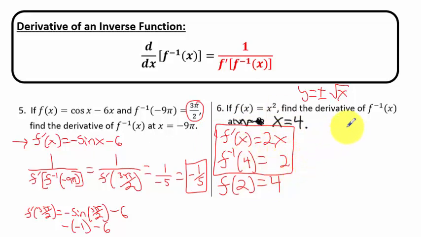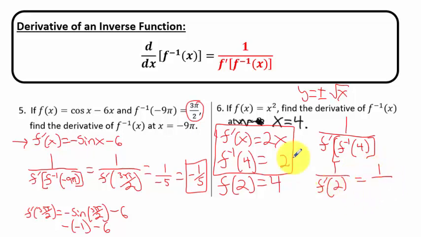Okay, so let's set this up. We go 1 over f prime of f inverse of, what are we doing? X equals 4. And then parentheses, brackets, it's the same thing. So then I say 1 over f prime of, what's f inverse of 4? F inverse of 4 is 2. So it's f prime of 2. And then this is equal to 1 over, what's f prime of 2? You plug a 2 into f prime, you get 2 times 2 is 4. 1/4. There you go. That's it.